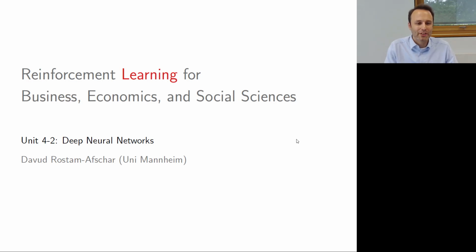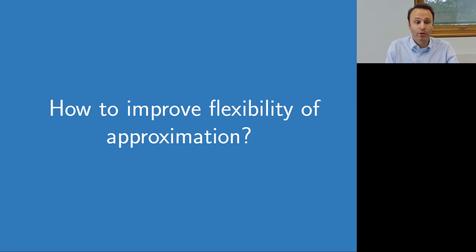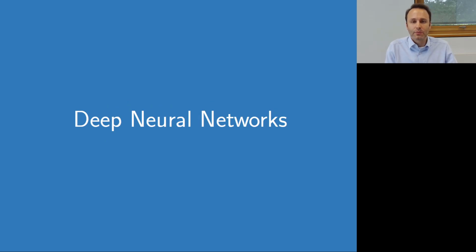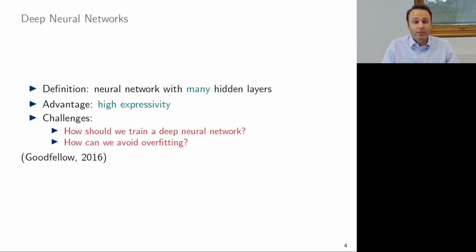Hello and welcome to this session on reinforcement learning, and now we're gonna go deep and see how to improve the flexibility of our approximation of the Q functions using deep neural networks. Deep neural networks are just like ordinary networks, just that they have many hidden layers and not only one. Even though in theory one hidden layer was sufficient.